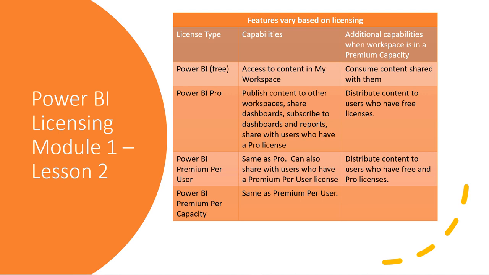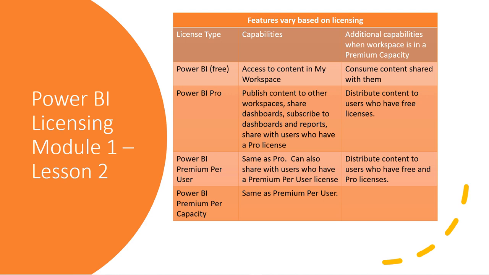As of this recording, the Power BI Pro license is estimated to be $9.99 a month. With a Pro license, users can publish content to other workspaces in addition to My Workspace. They can share dashboards, subscribe to dashboards and reports, and share with users who have a Pro license. They can also distribute content to users who have free licenses.